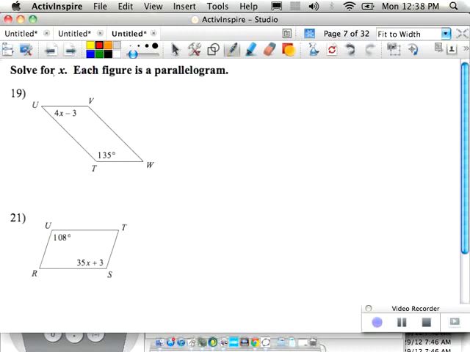Let's take a look at the next one. It says solve for x. So we got some type of equation, an expression that we're looking at. We're going to solve for x. We're going to set them equal to each other or add up to 180. It all depends on where they are.